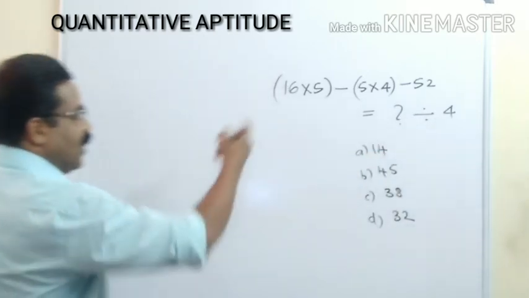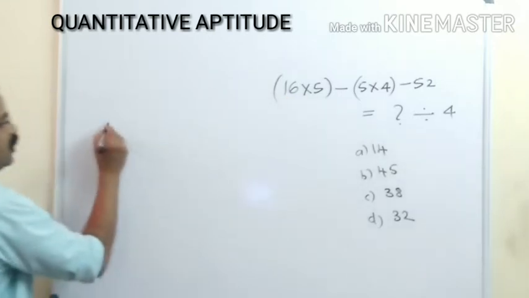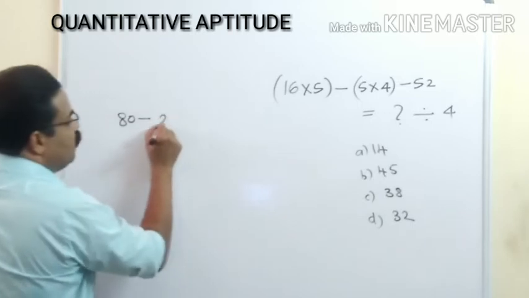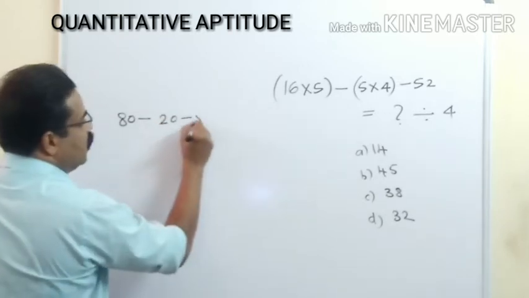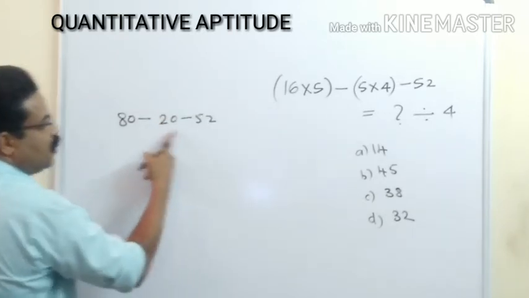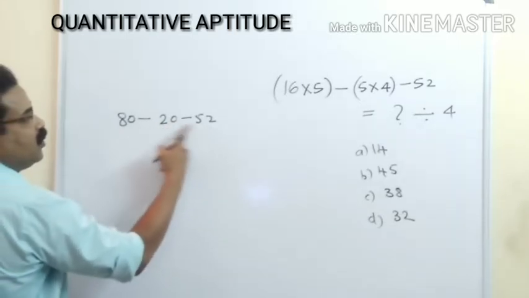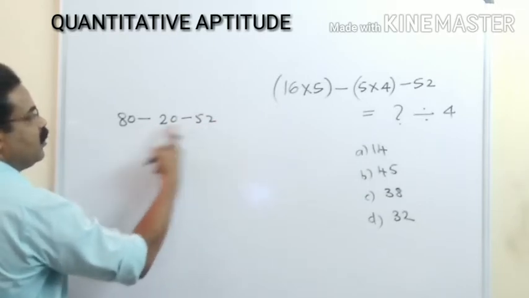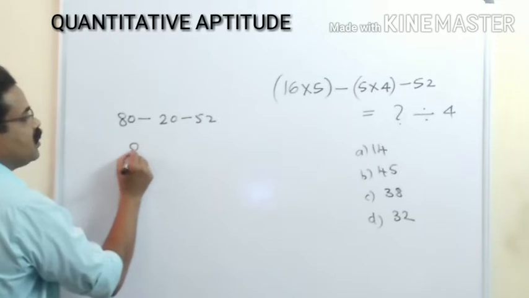Let us find out the left hand side. 16 into 5 is equal to what? 16 5s are 80, minus 5 into 4, we know 20, minus 52. So this will be equal to what? 80, 20 and 52, 72. 80 minus 72. 80 minus 72 is 8.